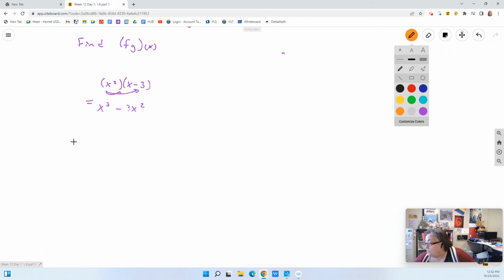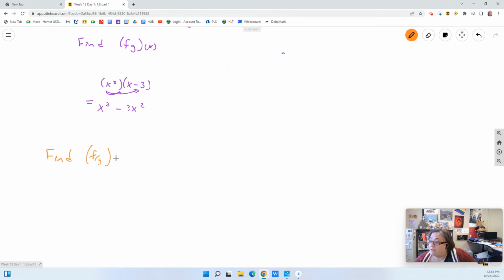When we're looking in terms of the quotient, if I have to find f over g of x, and I'm given f of x that equals, oh, this one's interesting, the square root of x, and a g of x that equals 4 minus x squared, the square root of 4 minus x squared.